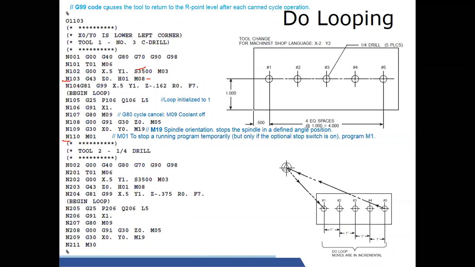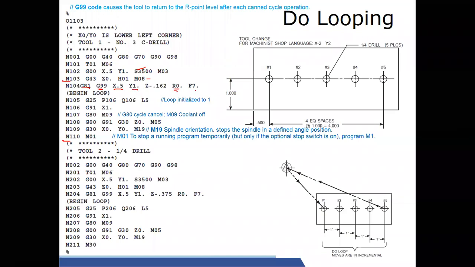Okay, G99 is defining the reference plane. After making one drill, how much distance you want to keep the drill bit, that is defined by G99. In this case, G99 value is 0. It means it has to be very close to the surface. Okay, reference point. Now it will move to G81, we are calling the drilling cycle.